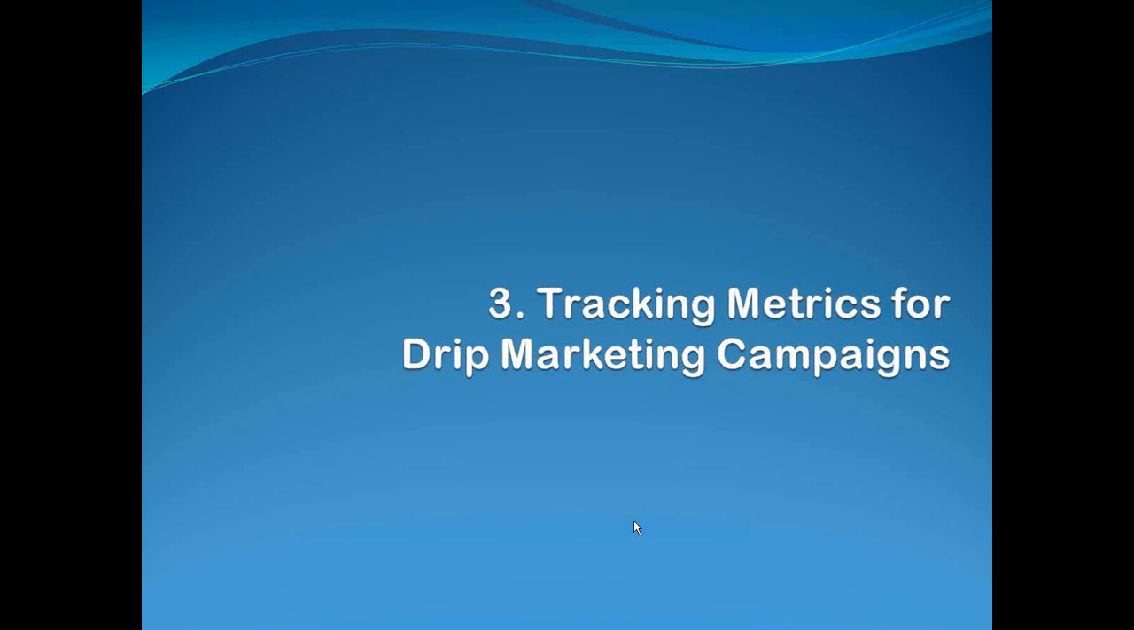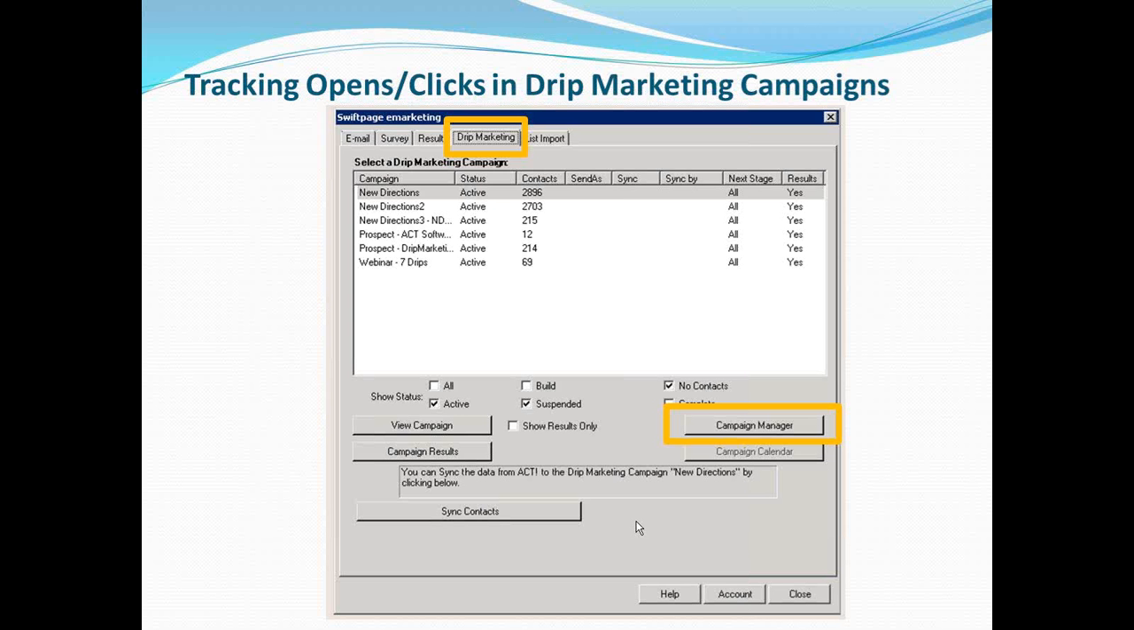Now for drip marketing, the reporting is kept in a separate location. So it does not keep the reporting for emails and drip marketing in the same place. You have to go to a different location. So we're again going into Swiftpage. We're going to click on the drip marketing tab now, and we're going to go to Campaign Manager.